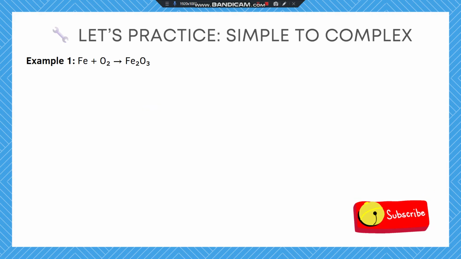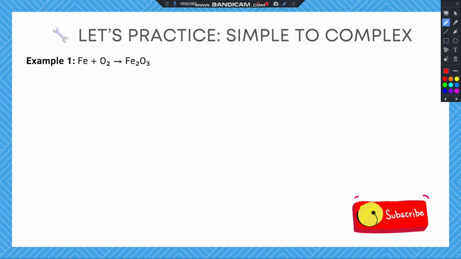So here are some practice questions from simple to complex that we're going to be dealing with. So we have this first question on the screen right now. Let's deal with it. First things first, we're going to start with the more complex compound, which in this case is this one over here. We have 2 elements inside this compound. We have iron, Fe, and then we have oxygen, O3. Now for the first element, iron, how many atoms of iron do we have?